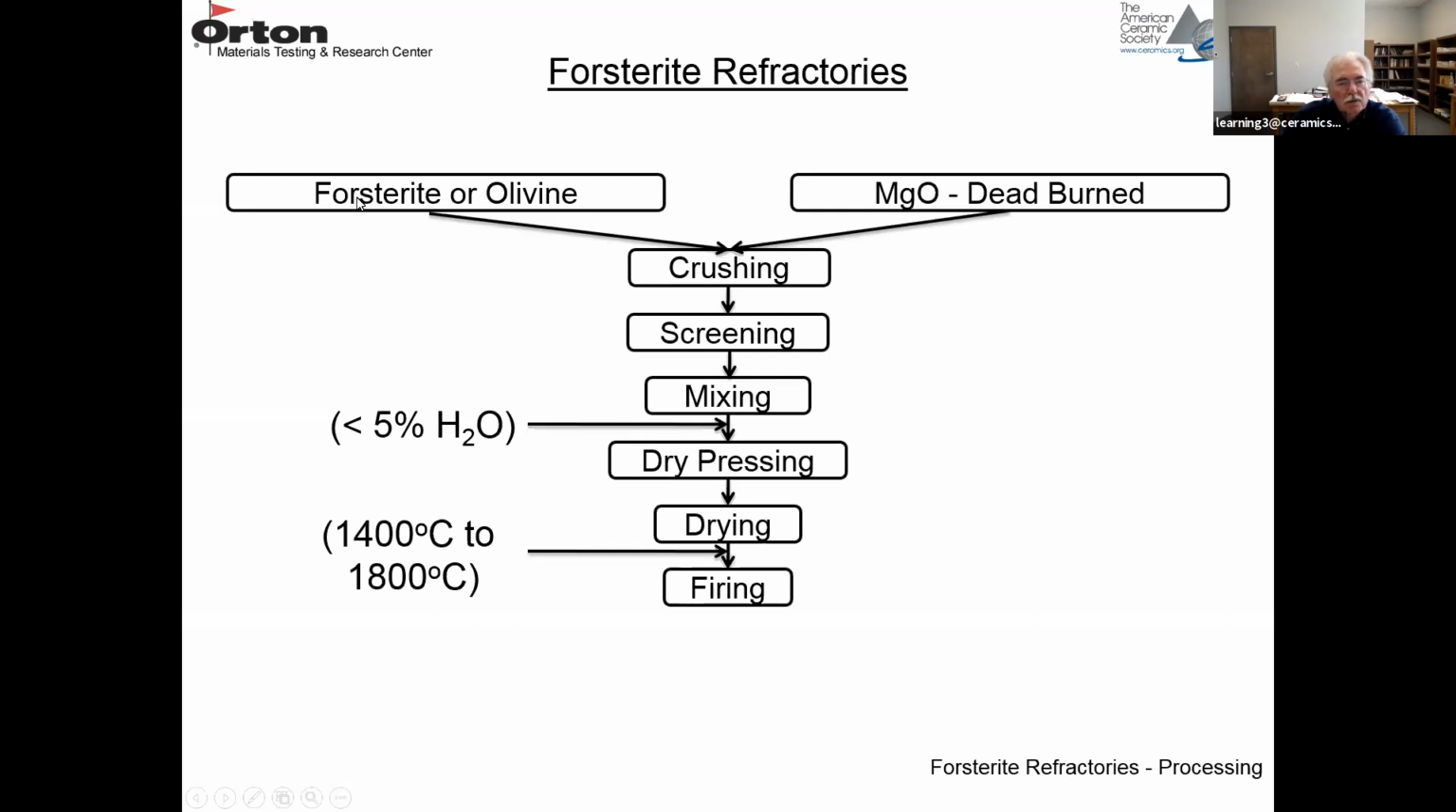So you start out with olivine, which contains forsterite, and MgO, which is a dead burned MgO, and they're again crushed and sized and screened to the appropriate sizes to give the right particle packing for a dense material. It goes through mixing, a small amount of water, perhaps organic binders are added for dry pressing. It's dried and it's fired. The typical range here is 1400 to 1800 degrees C for the firing temperature.